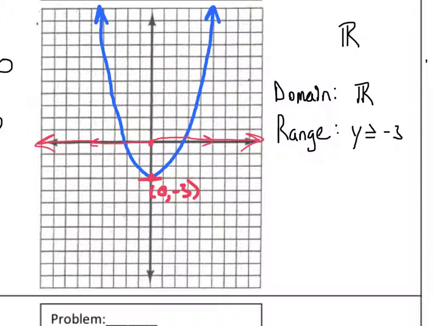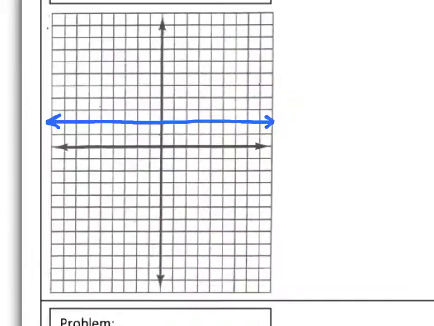Exactly. There's only one restriction. It's the minimum. Questions here? Okay, what about this guy? First off, is it a function? Yes, it definitely passes the vertical line test. What is the domain? Remember, domain is the x values. And yes, in this case, it can be any x value. All real numbers. How about our range?